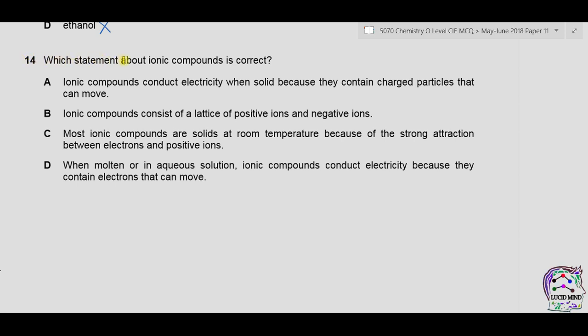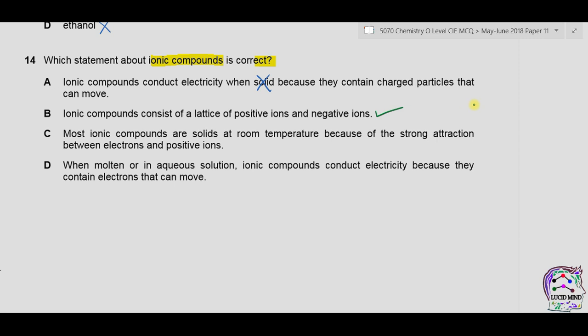Question 14. Which statement about ionic compounds is correct? A. Ionic compounds conduct electricity when solid. This is incorrect because in solid, ions are fixed and therefore they cannot conduct electricity. Part B. Ionic compounds consist of lattice of positive ions and negative ions. This is a true statement.